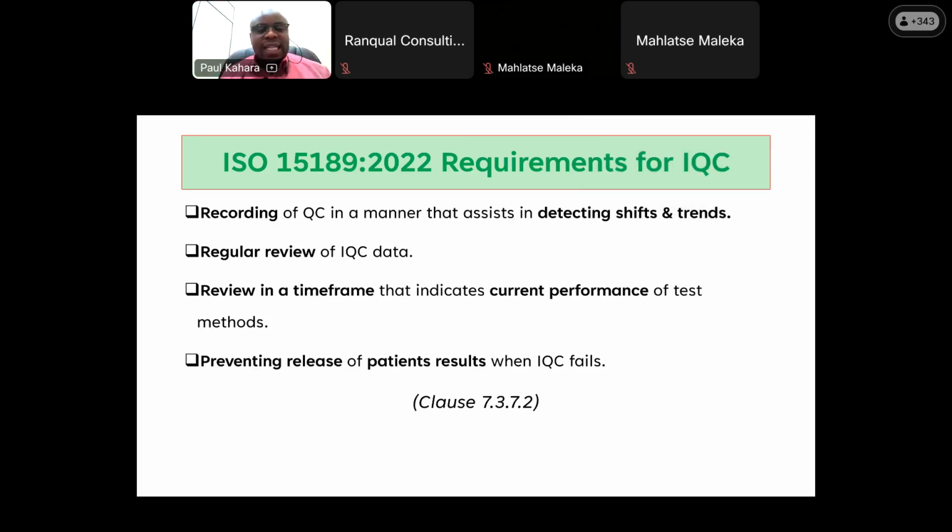The review also needs to be in a time frame that indicates current performance, so that in case there's a challenge now, we can always correct it and make sure that it's not replicated to patient testing. Preventing release of patient results when IQC fails is another requirement, that we are not just doing IQC for the sake of it. If the IQC indicates a problem, then we cannot go ahead and continue running patient samples. We cannot release what we have already run until we confirm that our equipment is okay and is able to release reliable and credible results to our patients.